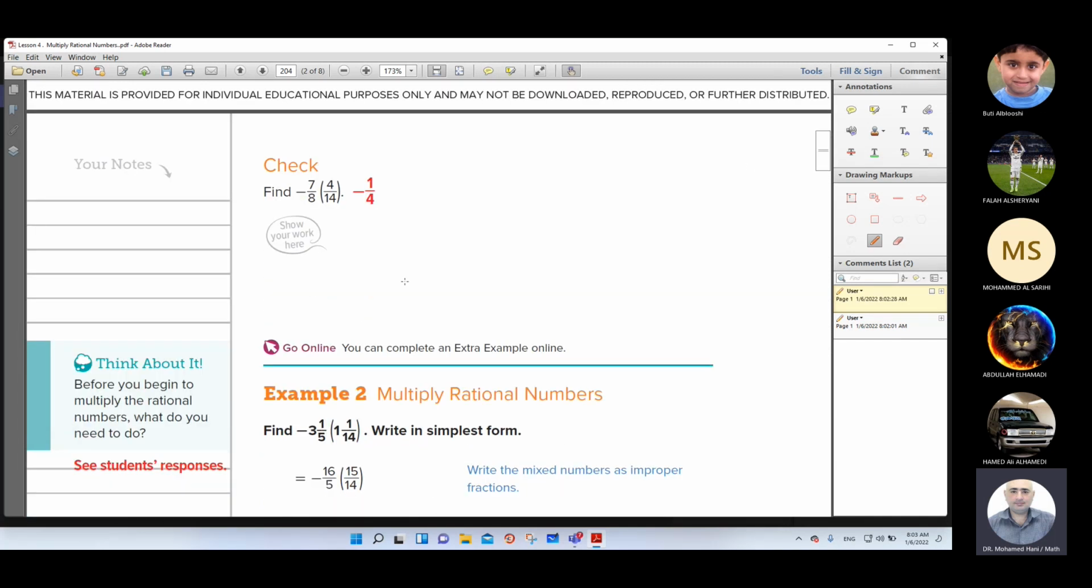In this example, we have negative 7 over 8 multiplied by 4 over 14. We can simplify here. We can divide 7 by 7 and you will get 1, and 14 divided by 7 is 2. And you can divide 4 by 4 and you will get 1, and 8 divided by 4 is 2.